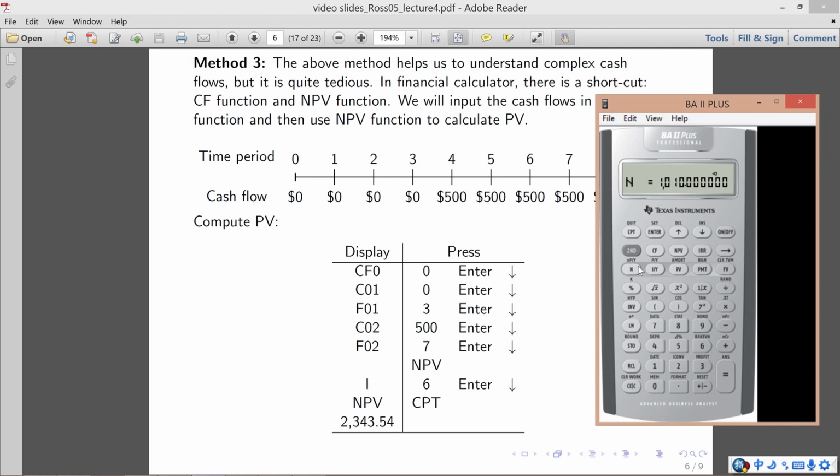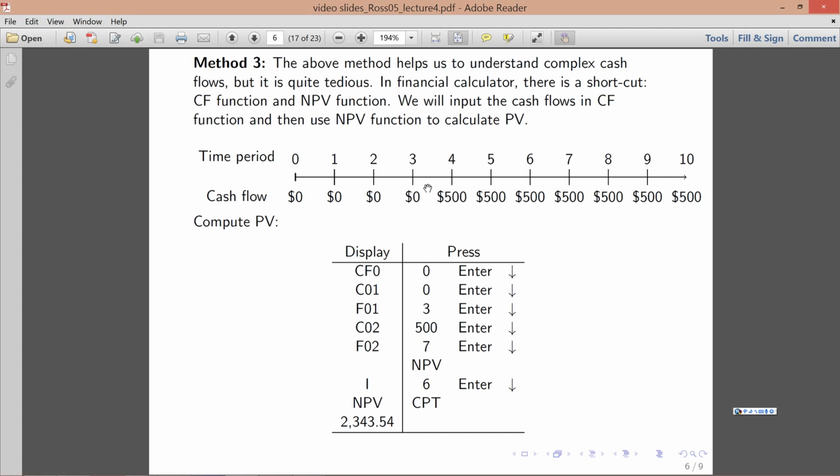So N is 10, I/Y is 6. Okay, and then we're just gonna compute the future value. I'm sorry, it's different. So N is 10. I/Y is 6. PV is $2,343.54. 0 payment and compute future value. Okay, so it takes 2 steps to get the same number. Okay, all right.